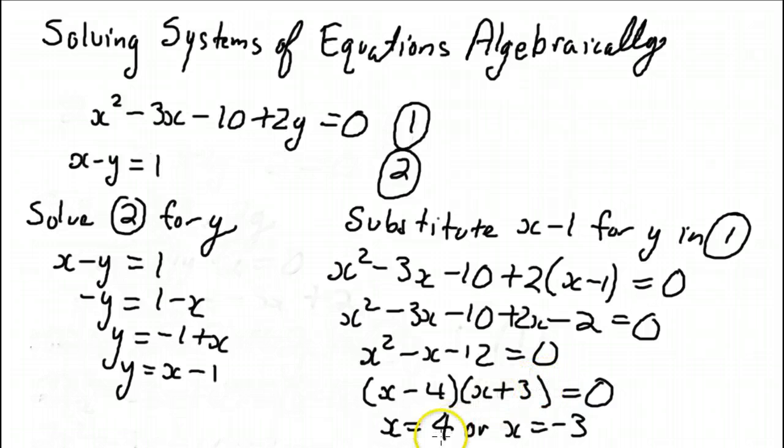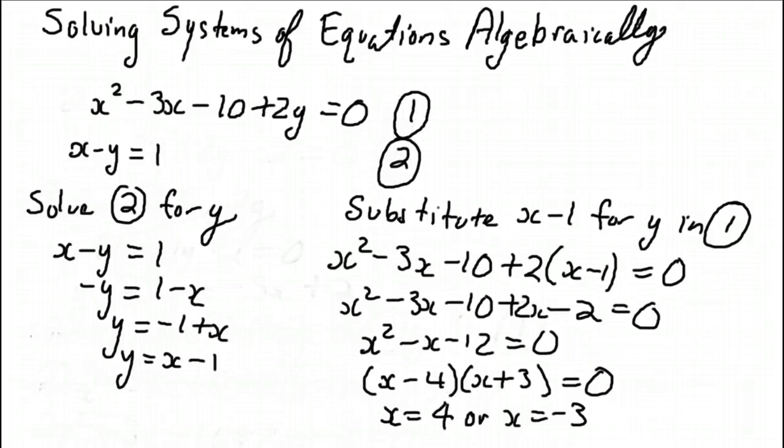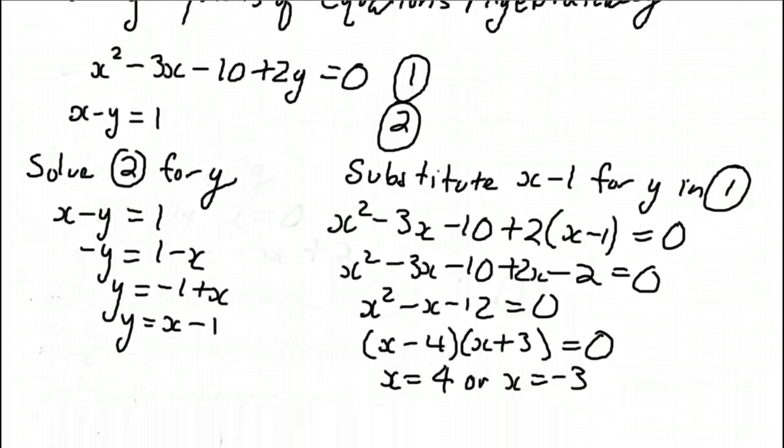Now, those are the x coordinates of our points of intersection, and we need the y values. So we're going to go back to equation 2, and I like to use the raw equation 2, not this here, in case I made a mistake. So let's try that. We're going to go into equation 2. So we're going to substitute 4 for x in equation 2.